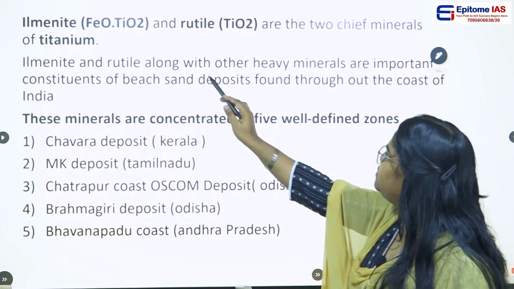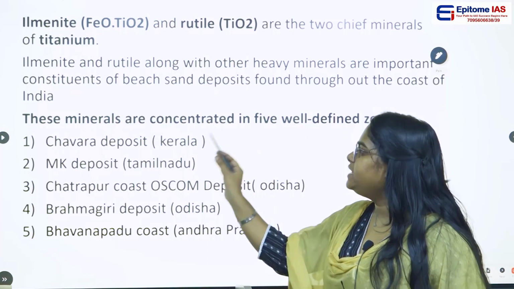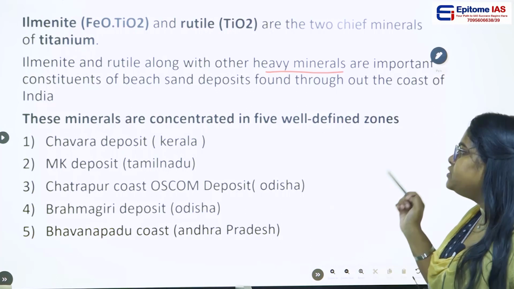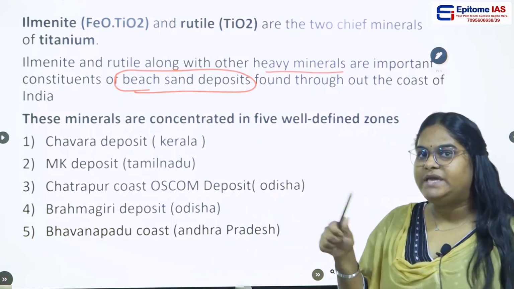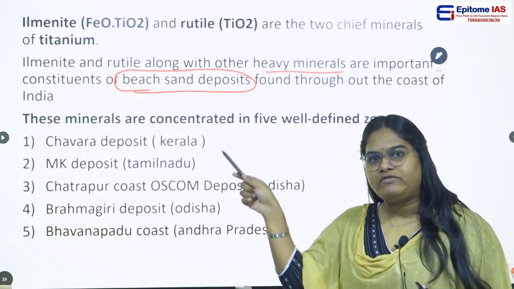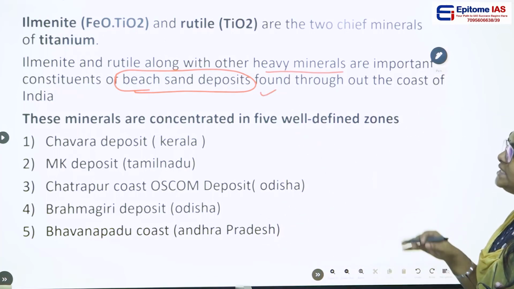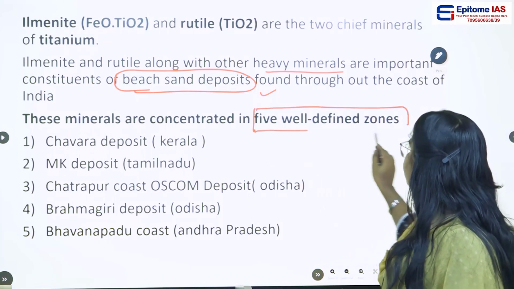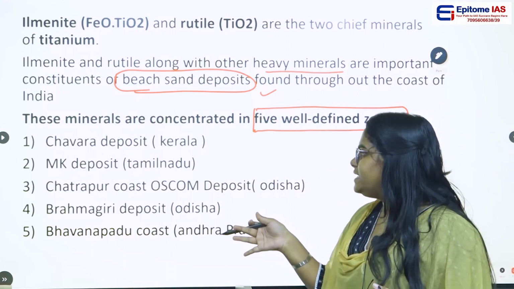So if you see here, ilmenite and rutile are the two chief minerals of titanium. Ilmenite and rutile, along with other heavy minerals, are important constituents of beach sand deposits. So these are found on the beaches. If you see throughout the coastal area of India, we find these deposits. But especially there are 5 well-defined zones where these deposits can be seen in much quantity and quality.